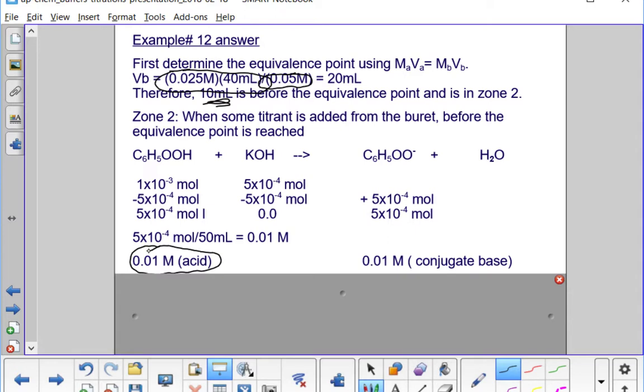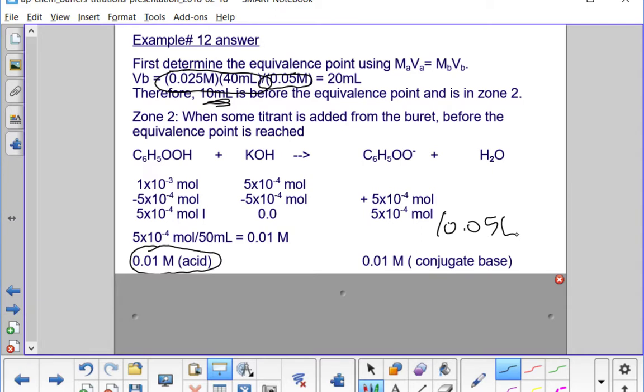Now, in the neutralization, we generate our conjugate base, C6H5COO minus, the conjugate base of that benzoic acid. We create 5 times 10 to the minus 4 moles just by the stoichiometry in the neutralization. And again, if I divide that by 0.05 liters, I get 0.01 molar conjugate base.